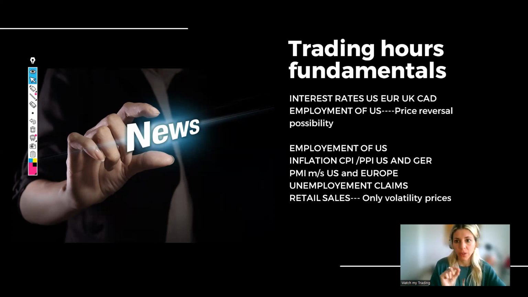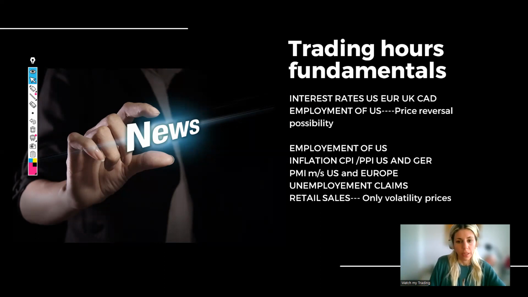And then we have employment in the US. Employment, non-farm payrolls and unemployment claims. Different days, different information, huge impact. Unemployment claims are published every Thursday at the opening, actually at 9:30, but that's going to change because of daylight saving time. But between 9:30 and 10:30 a.m. Eastern time, we have unemployment. And then the non-farm payrolls is the first Friday of every month.